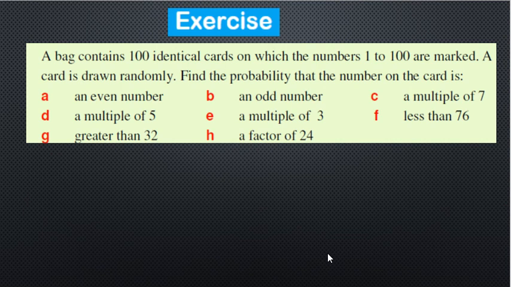It says a bag contains 100 identical cards on which the numbers 1 to 100 are marked, and a card is drawn randomly. Find the probability that the number on the card is an even number, odd number, multiple of 7, multiple of 5. Different questions are there. So thinking of numbers from 1 to 100 and observing the event, the total number of sample space is 100 numbers or 100 cards you have. Therefore, in that pattern, try to do the exercise.